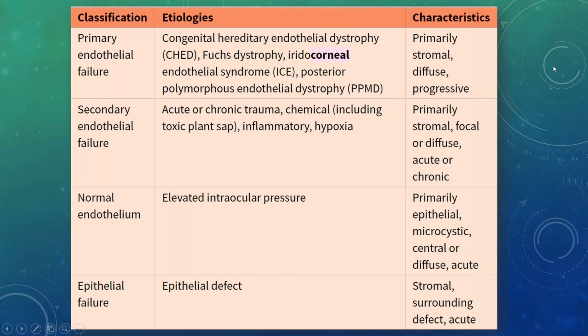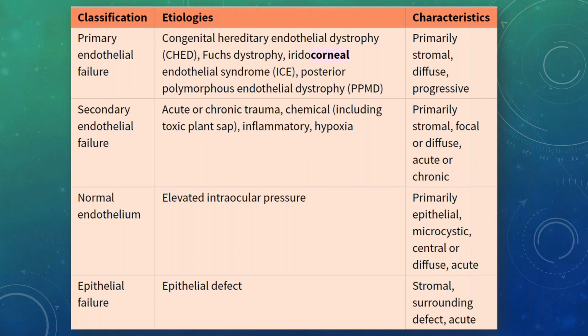All right, so some of the primary etiologies are corneal dystrophies, most commonly Fuchs dystrophy. That's what we see the most in clinic. We also see posterior polymorphous dystrophy sometimes, occasionally ICE syndrome. The secondary things that we see are chemical injuries, trauma, corneal abrasions, post-surgical. Those can all lead to corneal edema. If you have a normal endothelium, you can have elevated intraocular pressure post-operatively or due to acute angle closure that can cause edema, and then epithelial failure and epithelial defect.